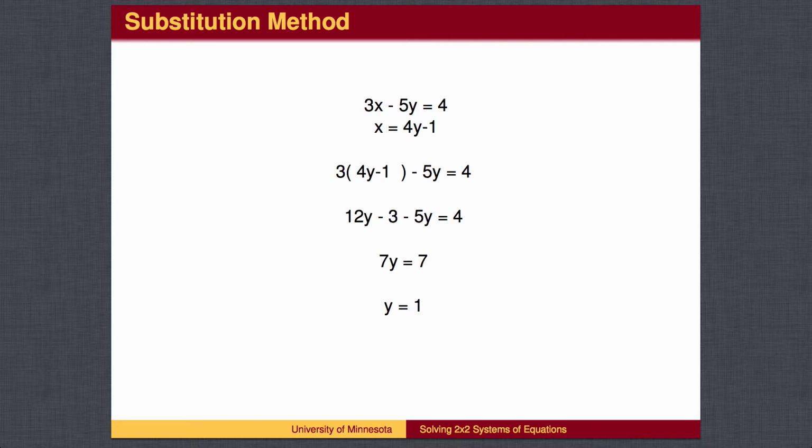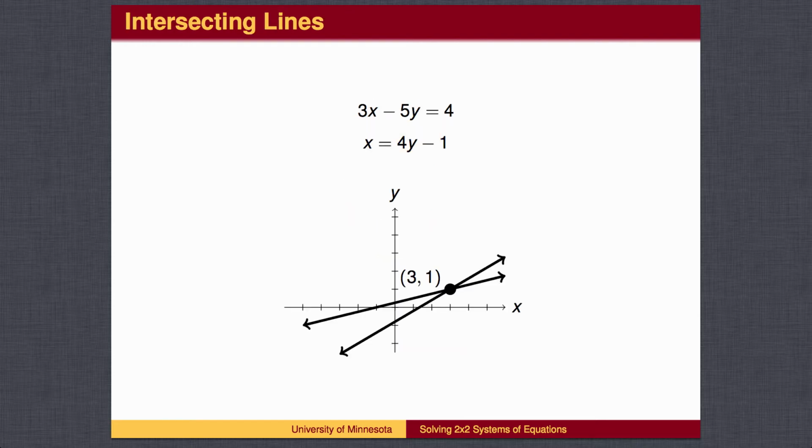We do this by substituting the value of 1 for y in any equation. For example, we can substitute y equals 1 into the second equation, from which we get x equals 3. The point (3, 1) is the point of intersection of the two lines.